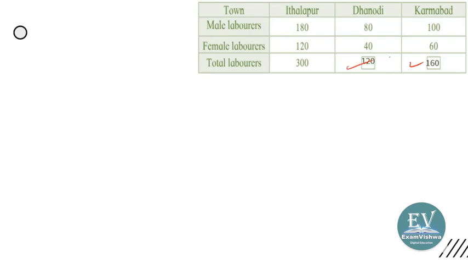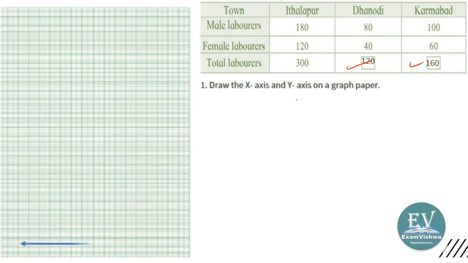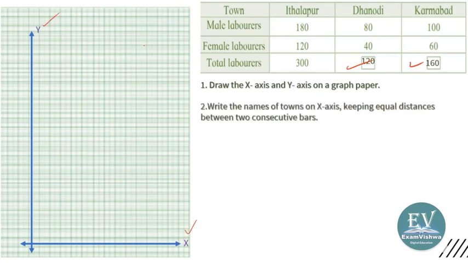Okay. Now what we have to do is we need a graph paper. In the graph paper, we need to draw x-axis and y-axis, right? I'll do it. This is x and this is y-axis. Let me mark it as x-axis and y-axis. And write the names on that at equal distance. Names of towns. Which are the towns here? Ithalapur, Dhanodi and Karmabad. So I will write it over here in the x-axis.